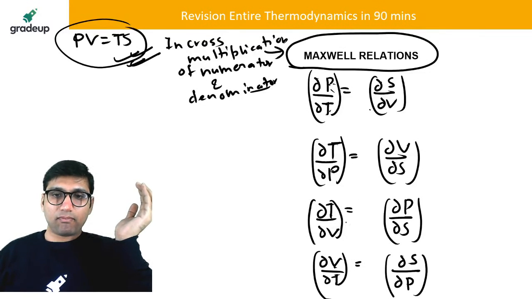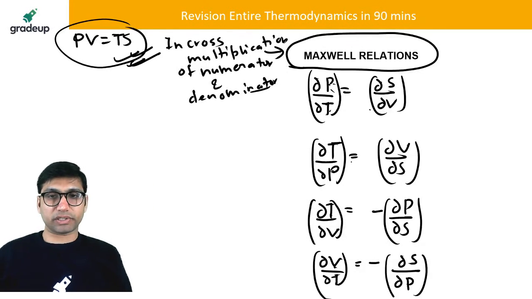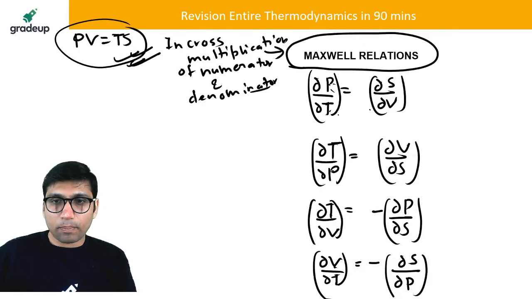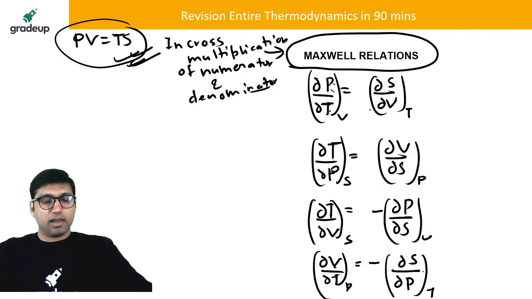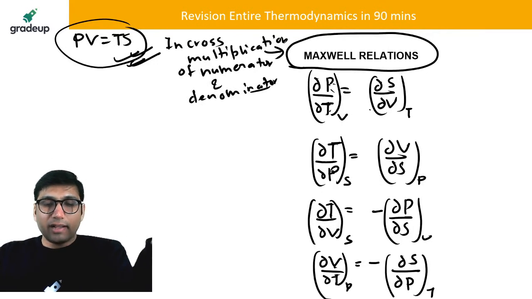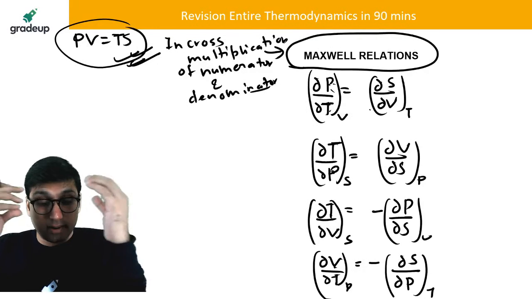Whenever it is T by V, you have to put a minus sign. These are the Maxwell equations. Whatever is in the denominator on this side has to be kept on the other side. Similarly, this is how you have to write the 4 Maxwell equations. So see, the 4 Maxwell equations you can write in less than 30 seconds.